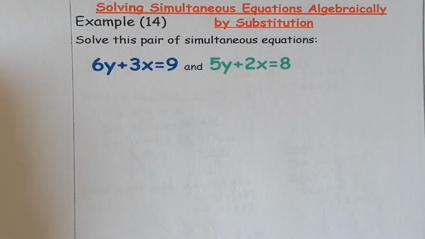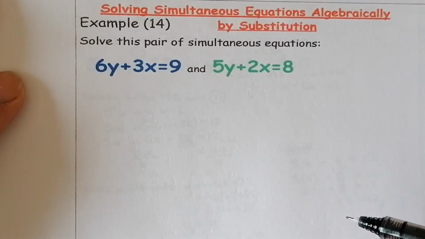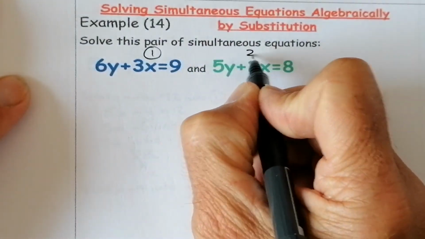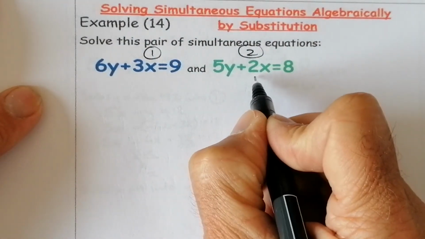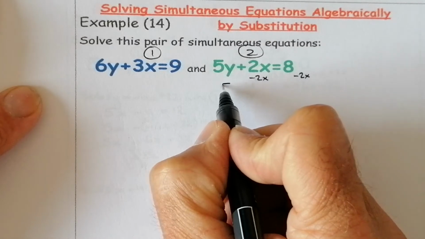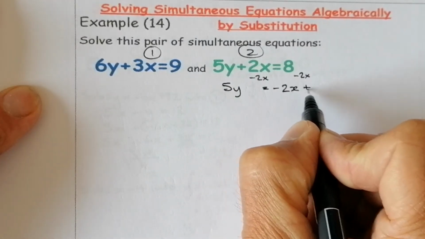Right, here we go. Maybe a wee bit more complicated this one here, but we're still following the same process. Right, so I'm going to get one of the equations into y equals. I'm going to pick on this guy here again. 1 and 2. So I'm going to take 2x away from both sides, and that should give me 5y is equal to, I'll say it's negative 2x plus 8.